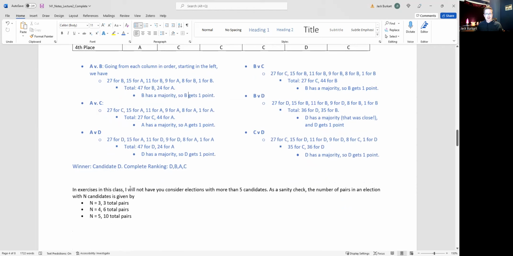As a sanity check, in the exercises in this set of lectures, I will never have you consider elections with more than 5 candidates. So as a sanity check, the number of pairs in an election with n candidates is given by the following things right here. So in elections with 3 candidates, there's 3 total pairs. In elections with 4 candidates, there's 6 total pairs. And in elections with 5 candidates, there are 10 total pairs. So if you just use this as your cheat sheet and your sanity check, hopefully that will help you keep things straight.